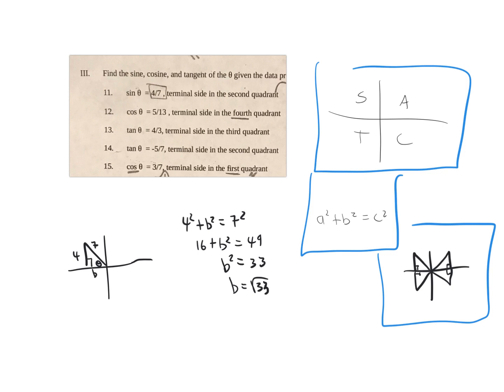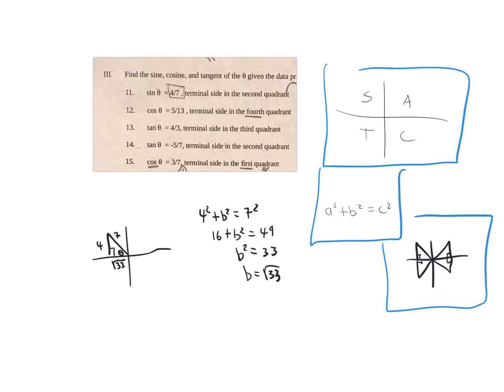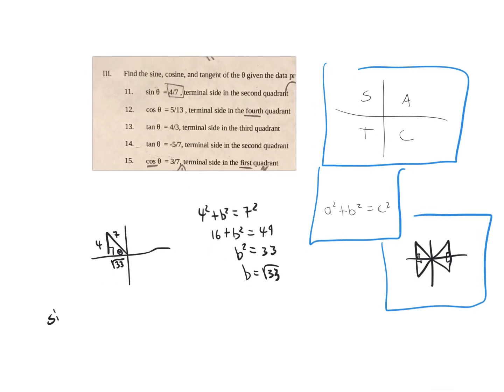Now, once you get that, you should go ahead and label it. Okay. So the sine, cosine, and tan is going to be very easy. All right. Let's set this up. Well, the sine we already have, obviously. The sine is 4 over 7.